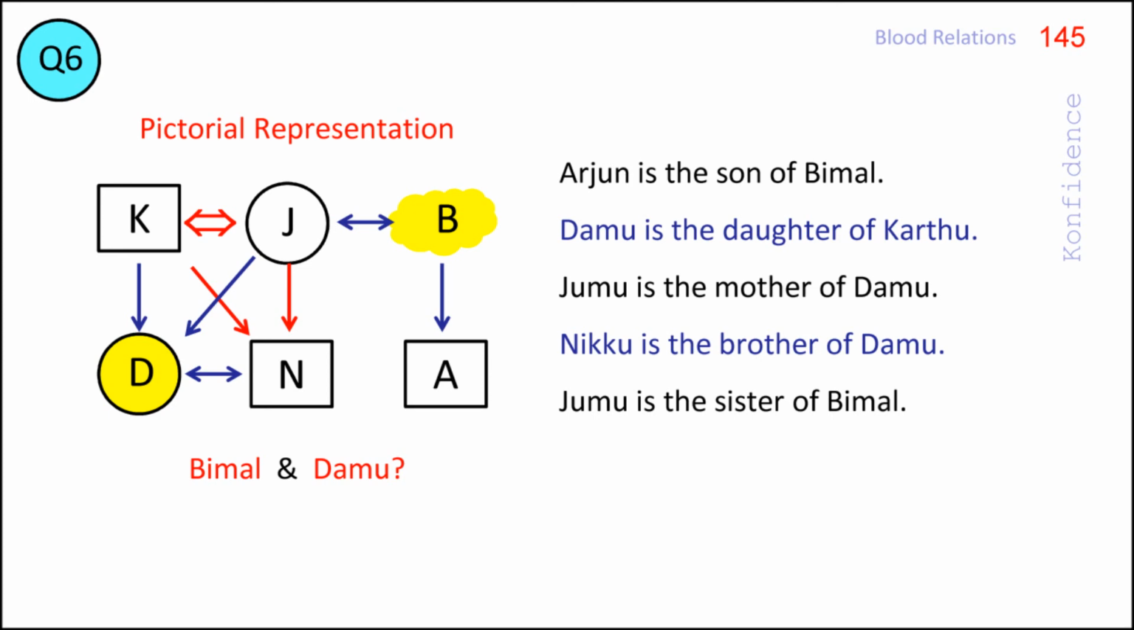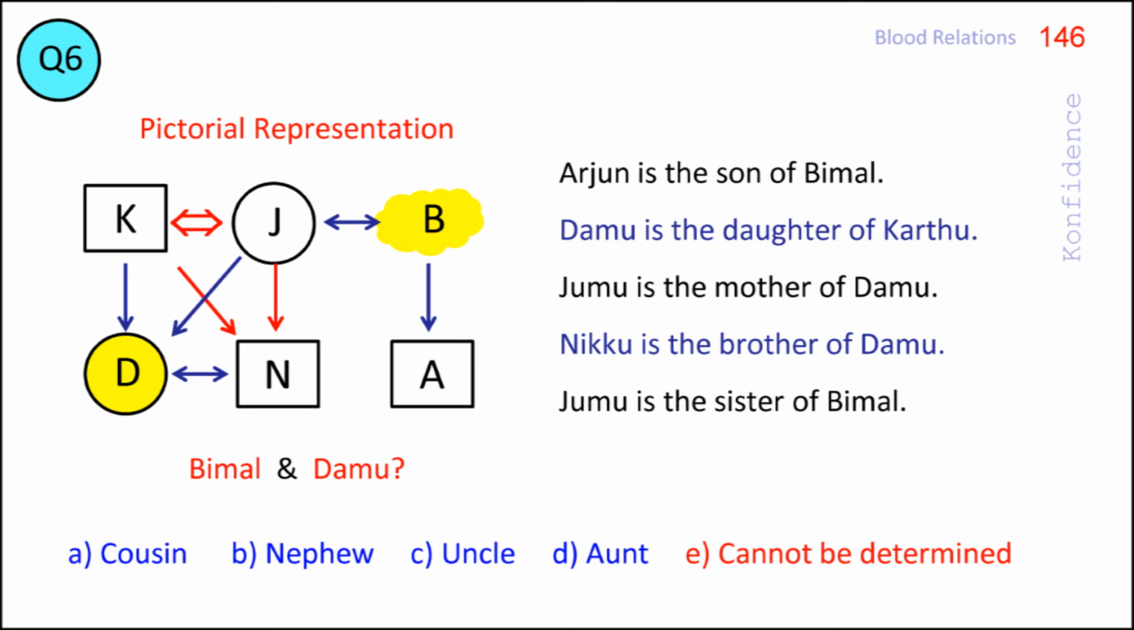In order to answer the question, we need to know the gender of Bimal. If Bimal is a female, then Bimal will be aunt to Damu. If Bimal is a male, then Bimal will be uncle to Damu. So unless we know the gender of Bimal, we cannot pick an answer from the given choices, and hence the answer is option E, cannot be determined.